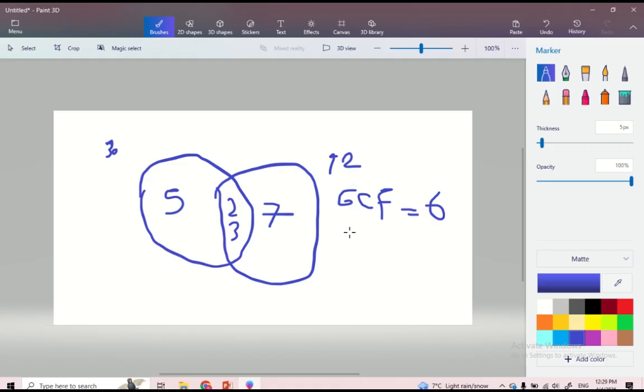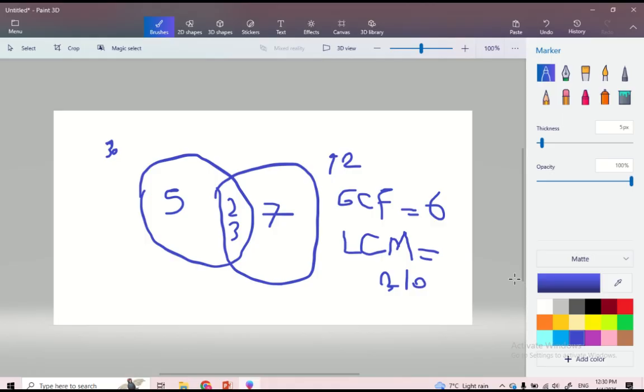And in order to find LCM, you need to multiply every single number in this diagram. So in here, we have 5, 2, 3, and 7. We need to multiply all of them in order to find the LCM. So let's go ahead and multiply them. 5 times 6 equals 30. 30 times 7 equals 210. So the LCM of these two numbers turns out to be 210. Yes, and this is how we find the LCM and GCF.